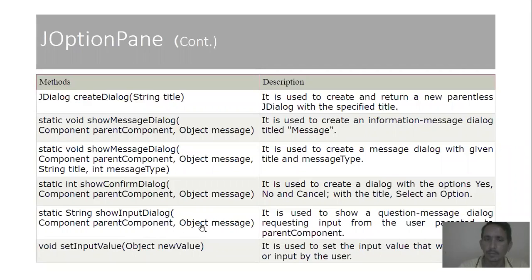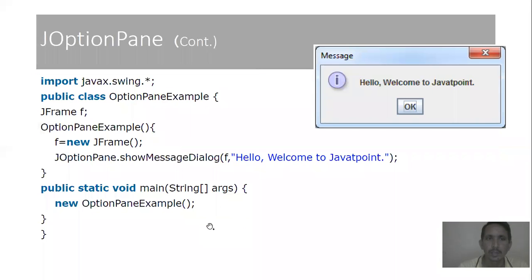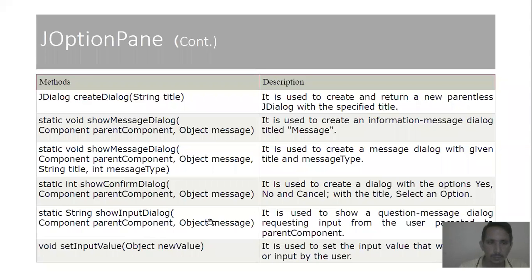Set input value, that means we directly check it. This is show input dialogs. So show input dialog is where we show one text box. The user can type any name or mobile number or something like that, and we take that value, right? And that value is returned as a string. So it is normally one input dialog.